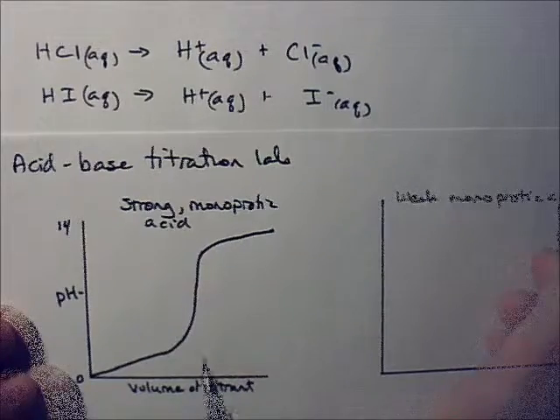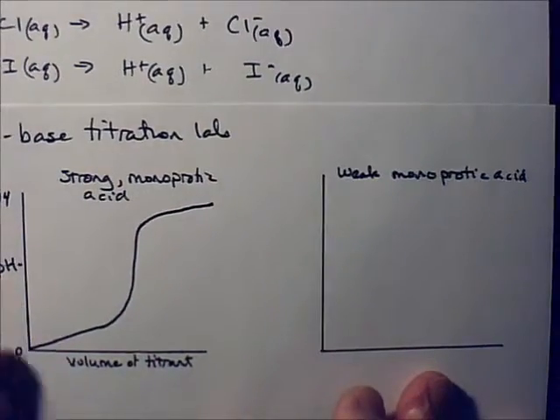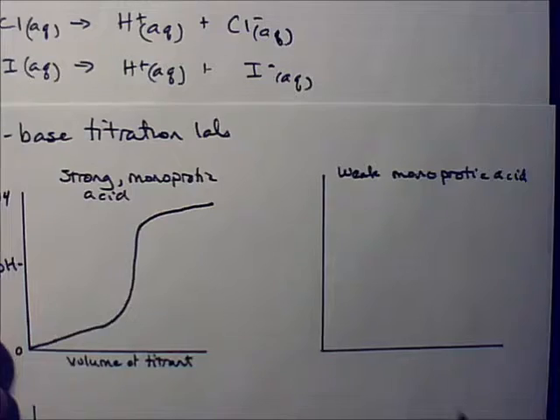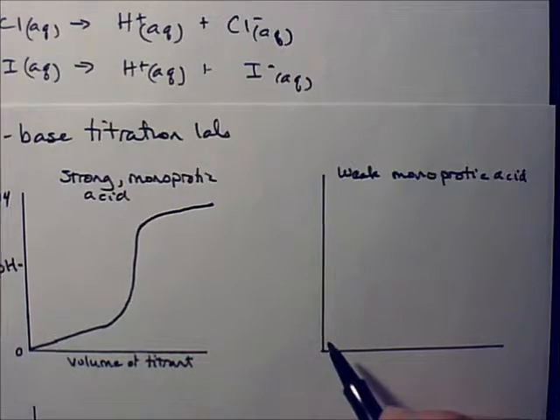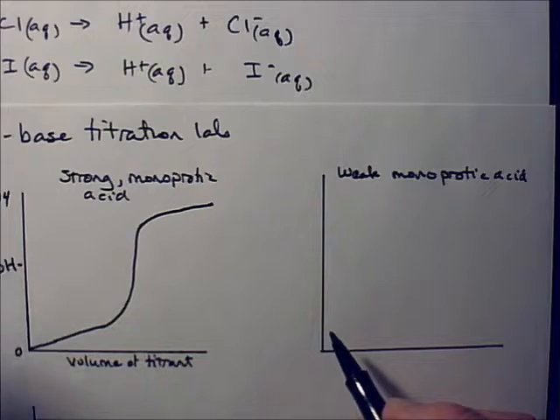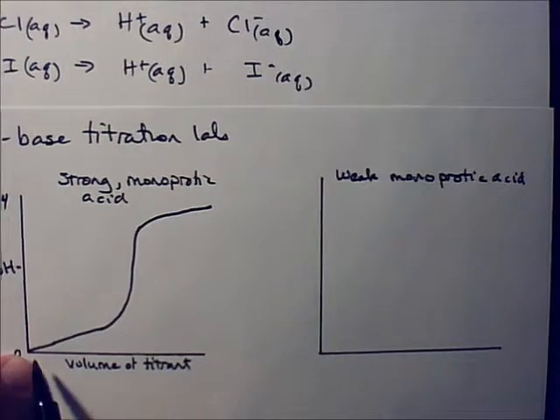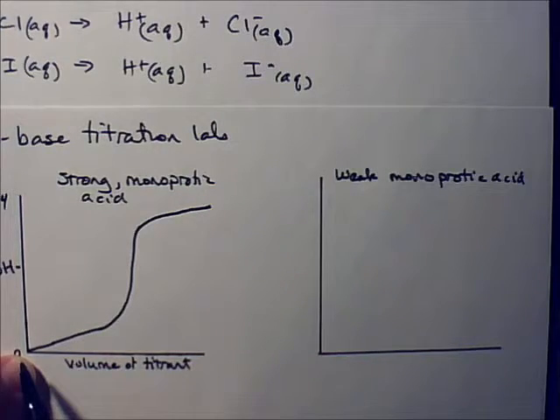Weak monoprotic acid. Weak monoprotic acids have a slightly different behavior. Usually, you can't get to 0 pH with a weak acid. Now, you need to know I've diluted all these acids just to make it a little bit safer. So none of you are going to get to 0. You have to make some assumptions about where it would have started if it weren't diluted. Does that make sense? Everybody clear with that?